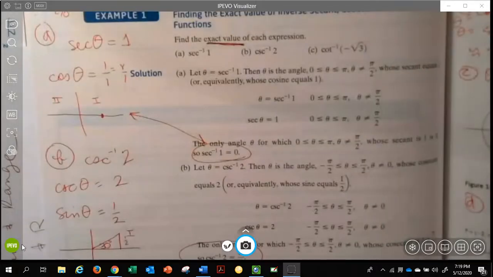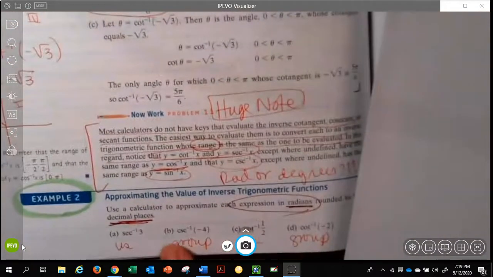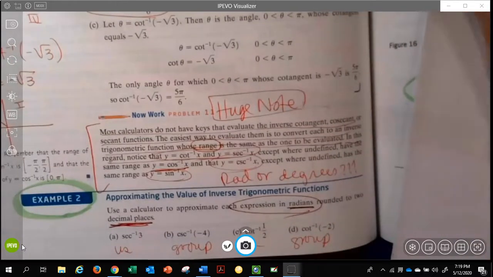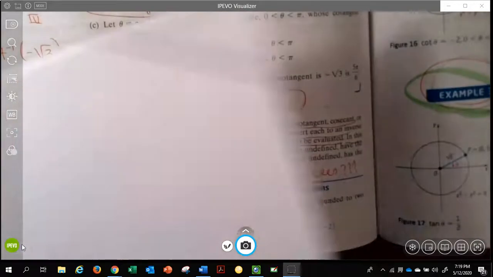But another example I want to do is 2b. Down here at the very bottom, we see 2b. It's the cosecant inverse. I'm going to do the inverse of cosecant, and it is a -4. The inverse of cosecant is -4.